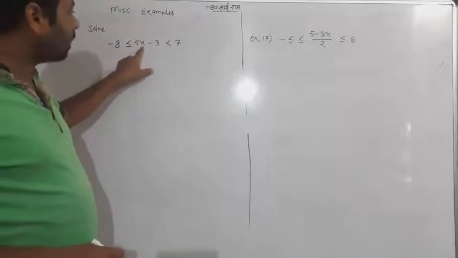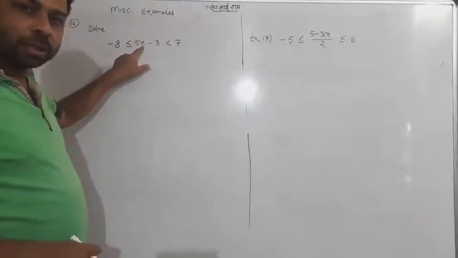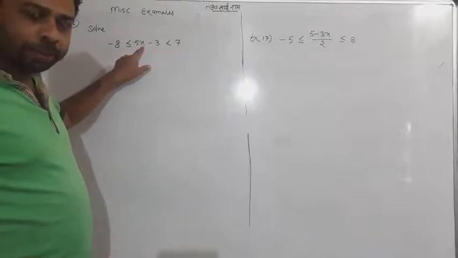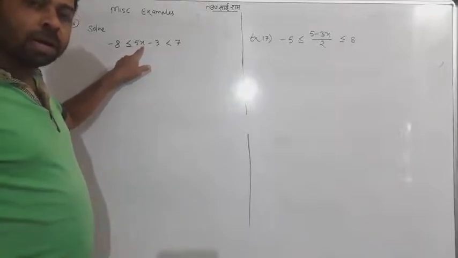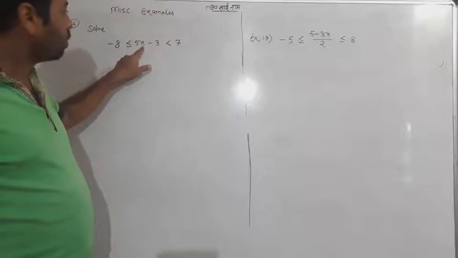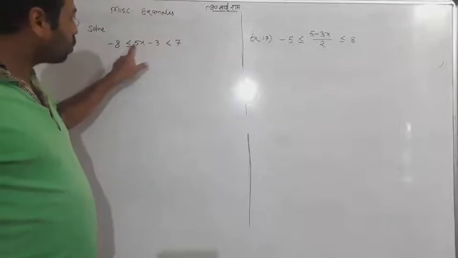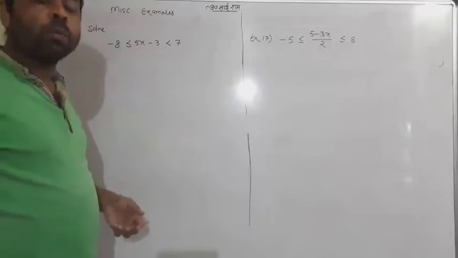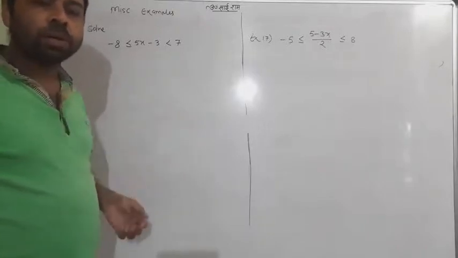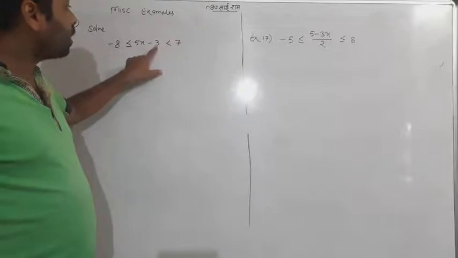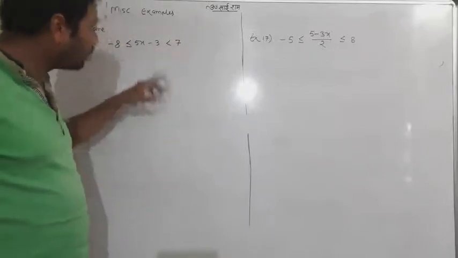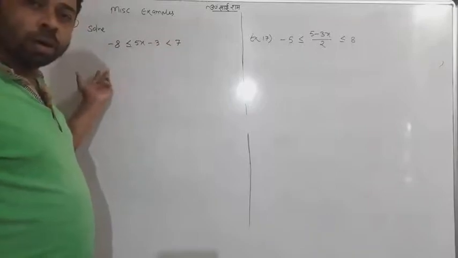In the middle you can see the term x. So try to make x alone in the middle. How can we make x alone in the middle? The numbers or constants which are with it, we definitely remove from there. Like there is a minus 3. So definitely we will transfer minus 3 in both of the ways.